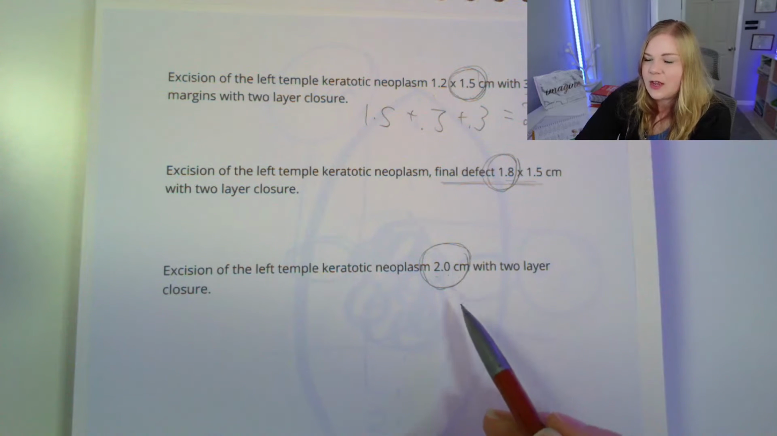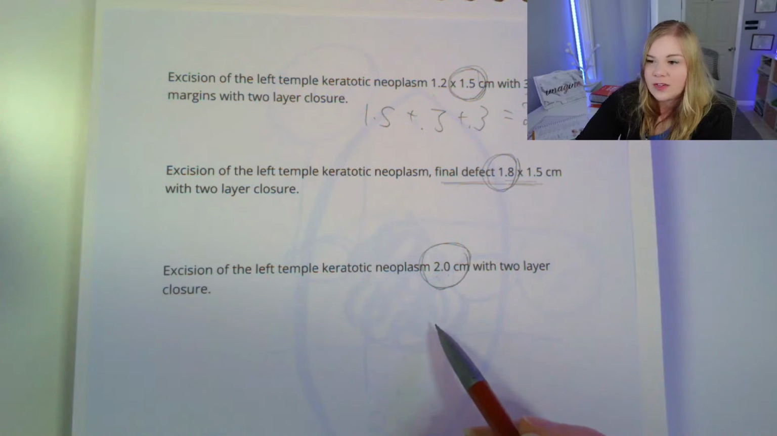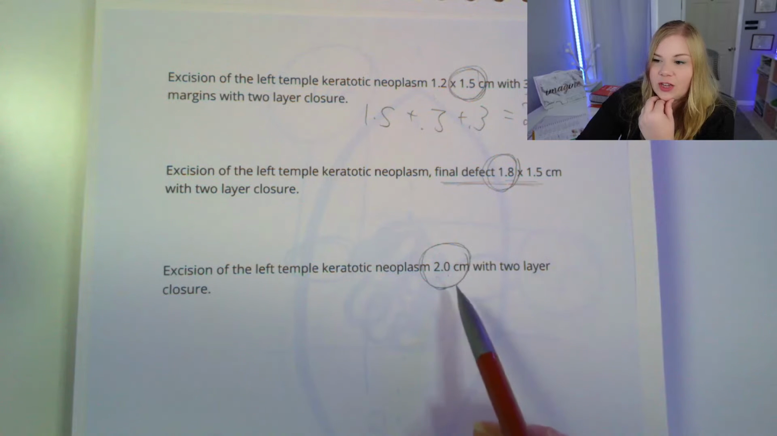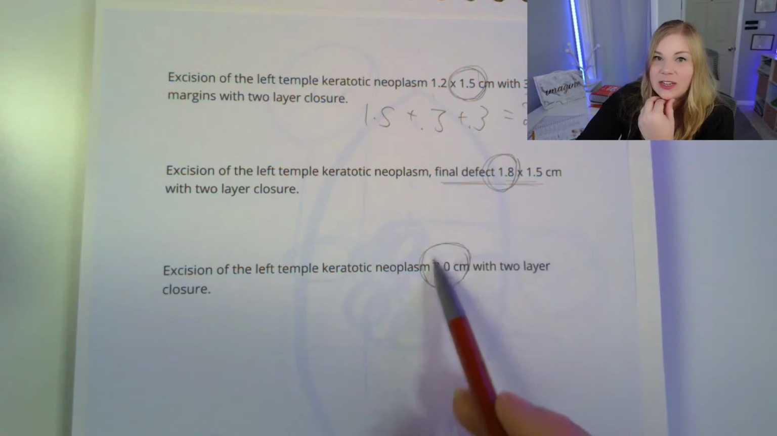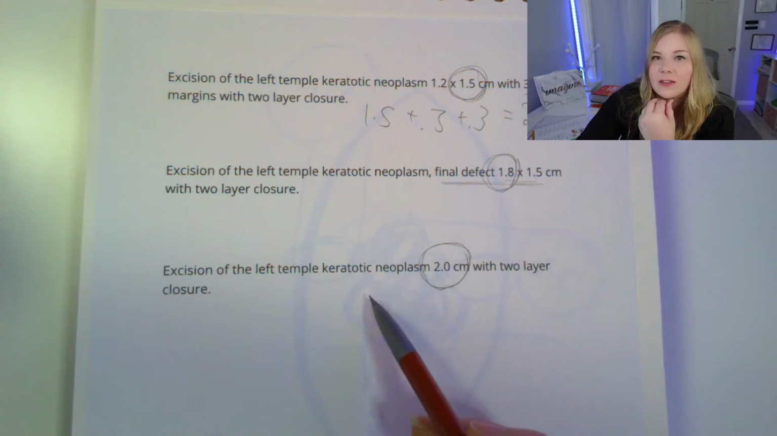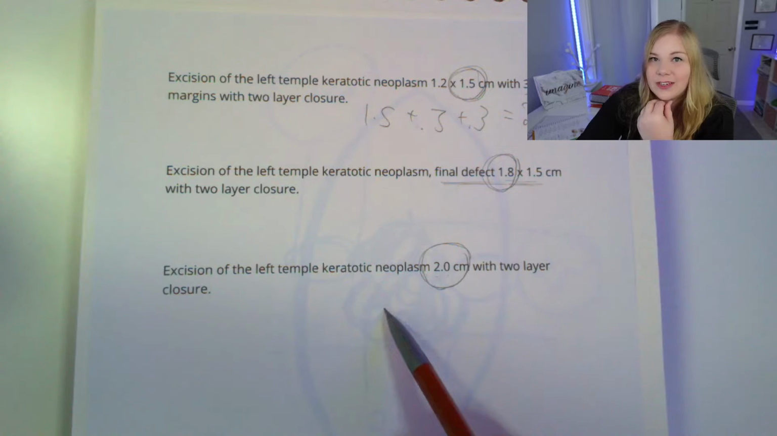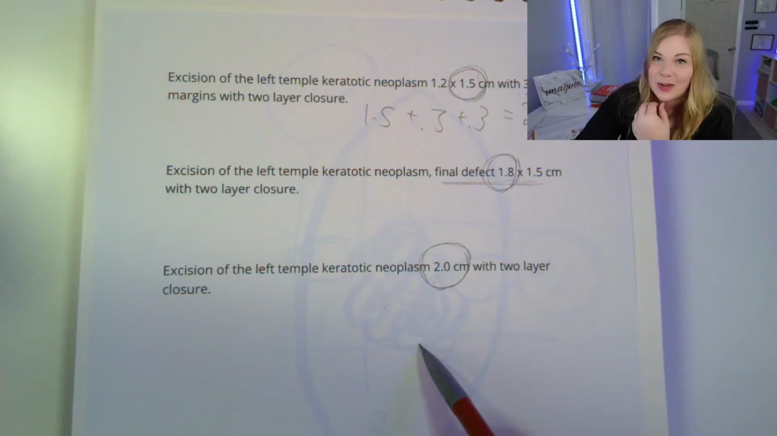So in that case, we could assume that it's the 2 centimeter and code it just based off of 2 centimeters. But again, I would just encourage educating your providers, if you see documentation like this, that the coding is based off of the size of the lesion plus the narrowest margin. So you need the lesion size and the margin size, and then actually the closure size separate as well.